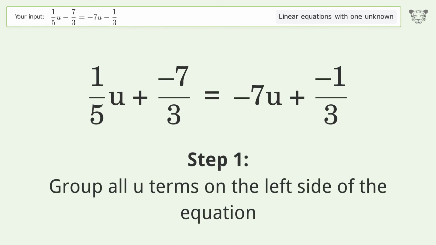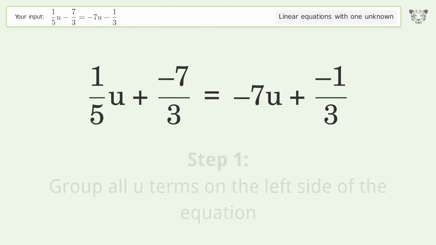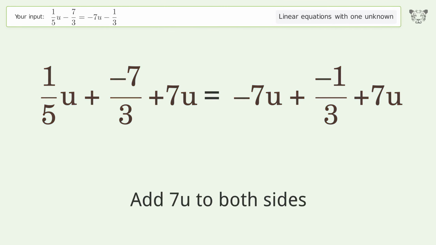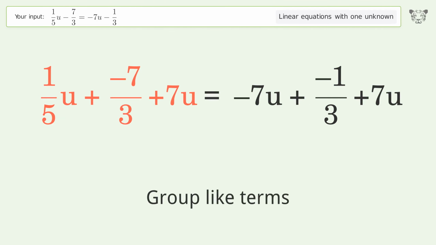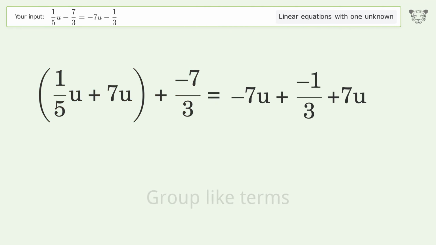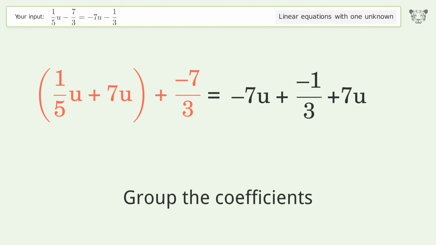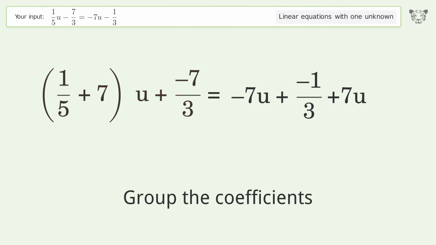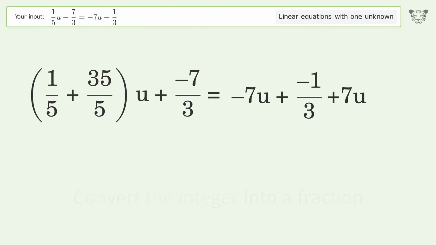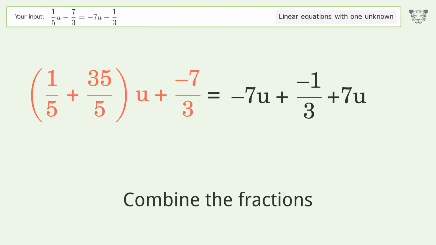Group all u terms on the left side of the equation. Add 7u to both sides. Group like terms. Group the coefficients. Convert the integer into a fraction. Combine the fractions.